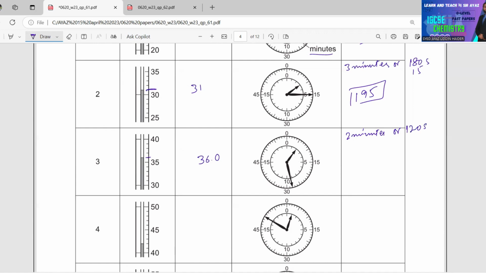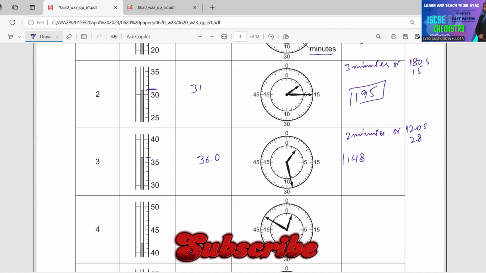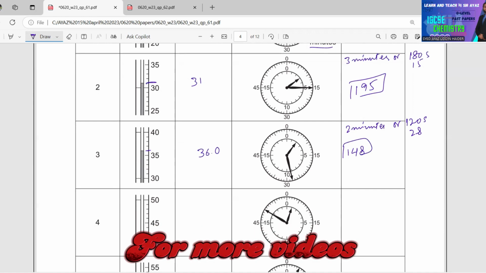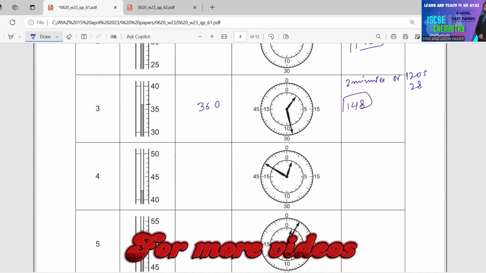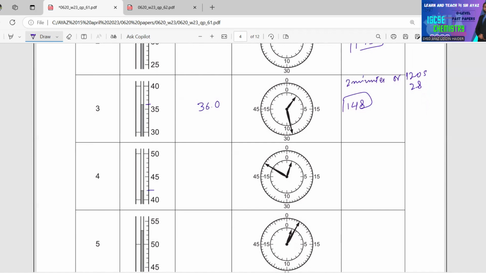What about seconds? Must be 28 seconds. So add 28 to 120. What you will get? You will get 148 seconds here. Experiment number 4, 41, 42. It must be 42 degrees centigrade.